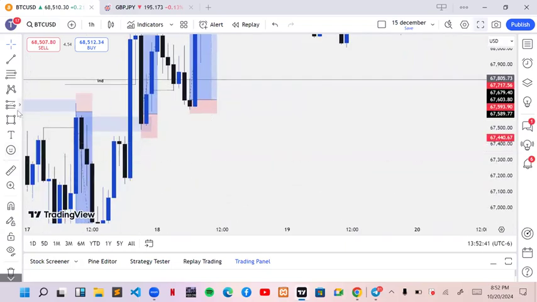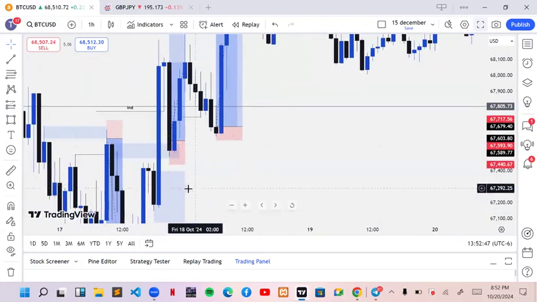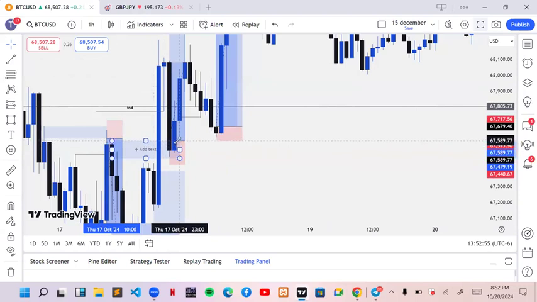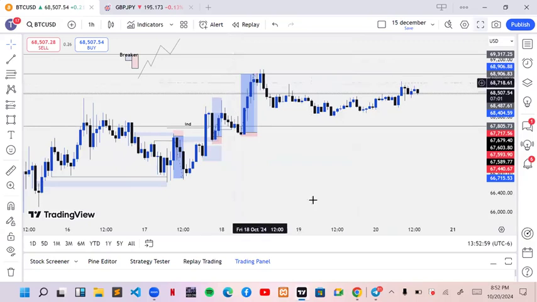There's another block down here, but at the same time there's a breaker block up here. So the reason I did not pick this other block as my entry was because this breaker block is closest to this inducement that the market made right here. That was why I took this trade from this breaker block, and then as you can see, TP.